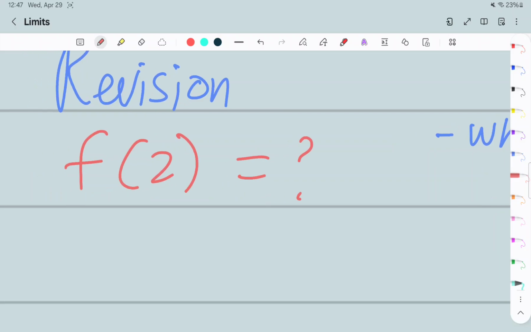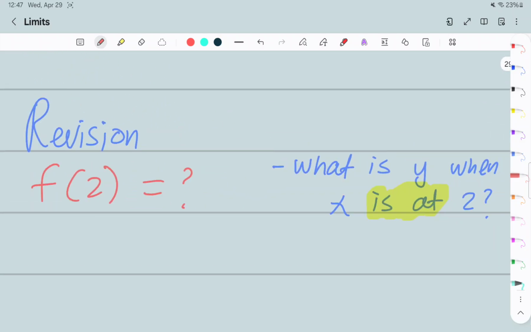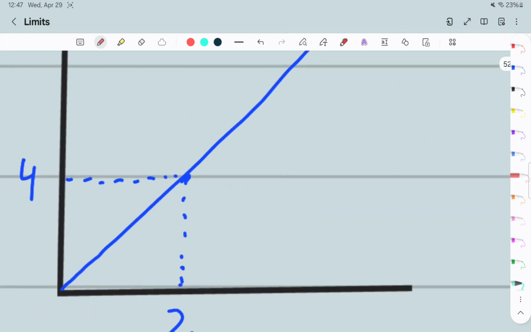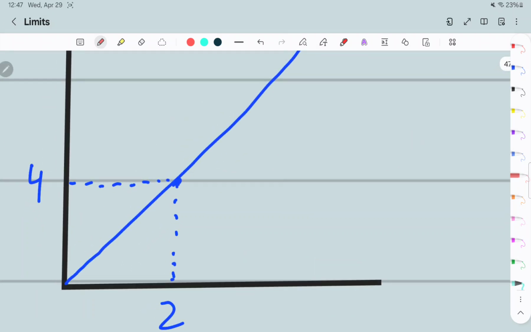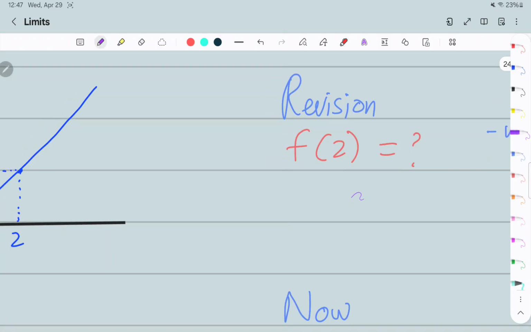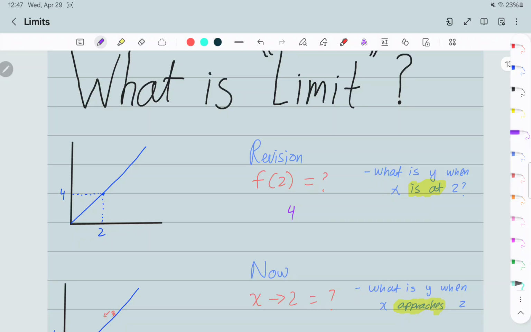So if I ask you what is the function of 2, or in other words, what is y when my x is at 2, you would obviously just rush to your graph and draw a rough line from 2 and then boom, match it up with the corresponding y value. For this, the answer is pretty easy, and you will all shout out that it's 4. Pretty easy, eh? But now comes the concept of limit.